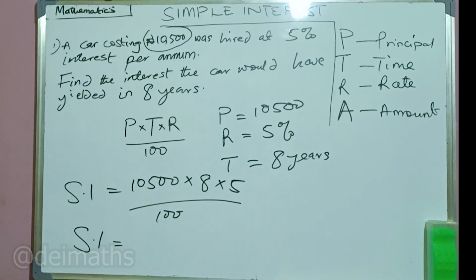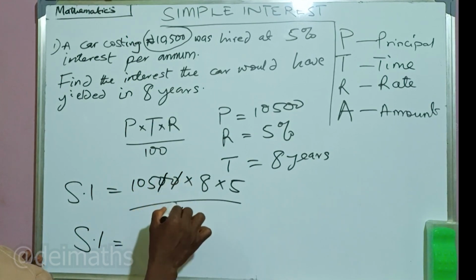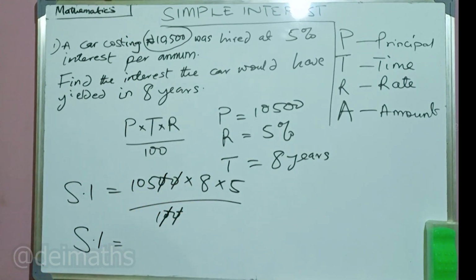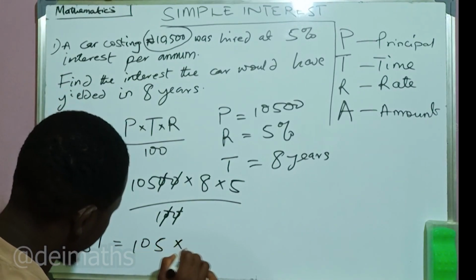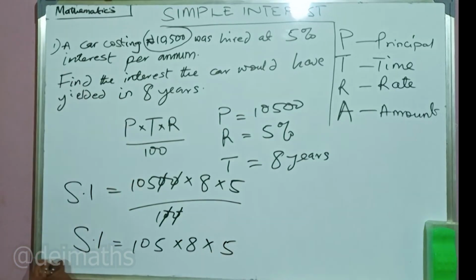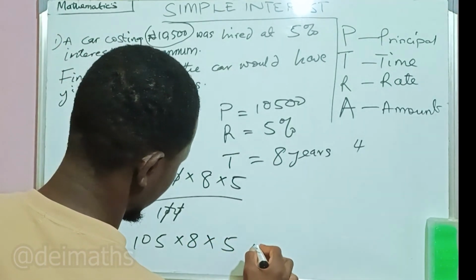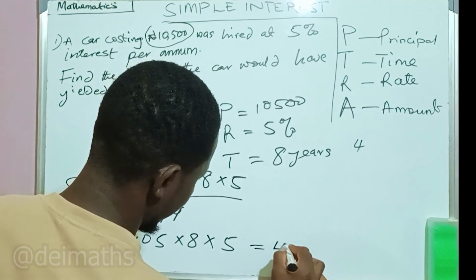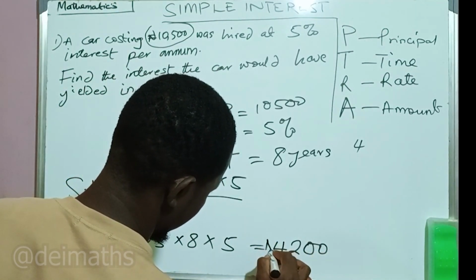what do we do? We cancel 0 with 0. Cancel 0 with 0. Then we multiply this out. We have 105 times 8 times 5, which is equal to 4,200 naira.